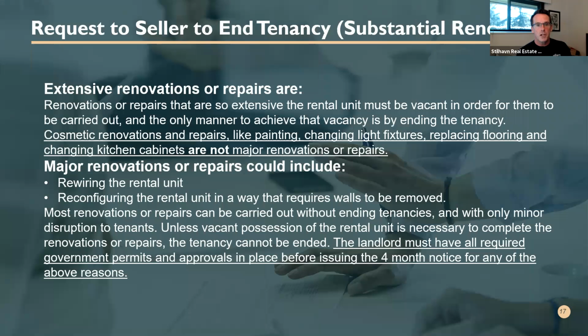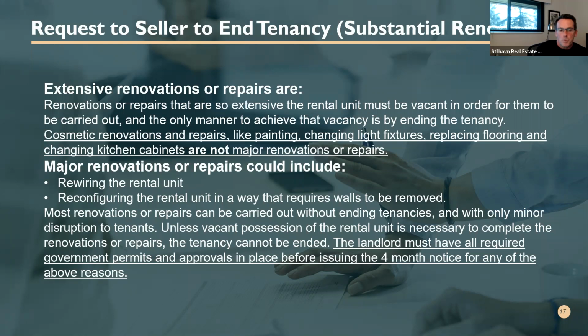And I just want to quickly talk about the substantial renovation notice because I haven't seen any of you guys do it, which is great, but I do still sometimes see it on the other side where they're trying to give a notice to end tenancy for substantial renovation. It's almost impossible to do that. For one thing, it's a 4-month notice. These are the requirements of the Residential Tenancy Act: the renovations are so extensive that the rental unit must be vacant in order for them to be carried out, as the only way that you can achieve vacant tenancy.